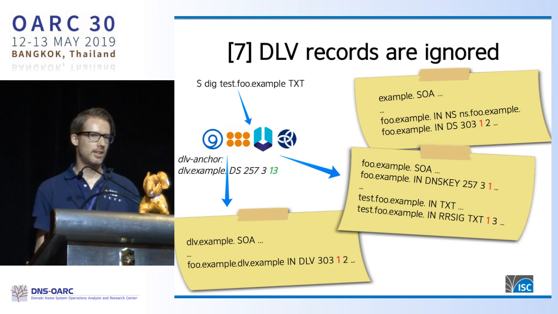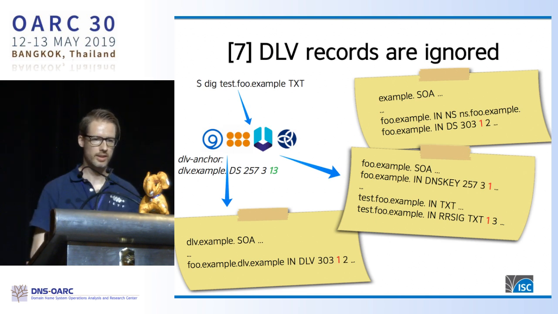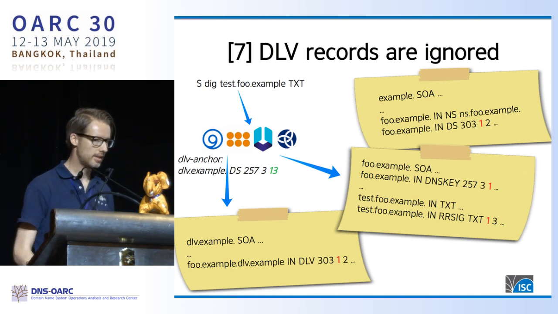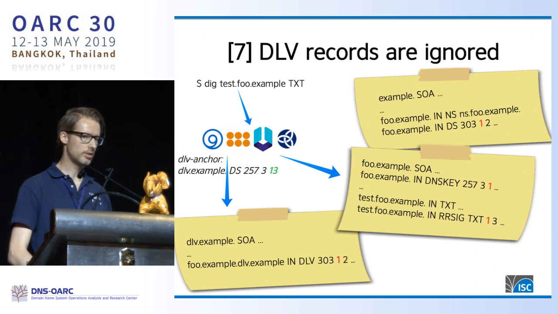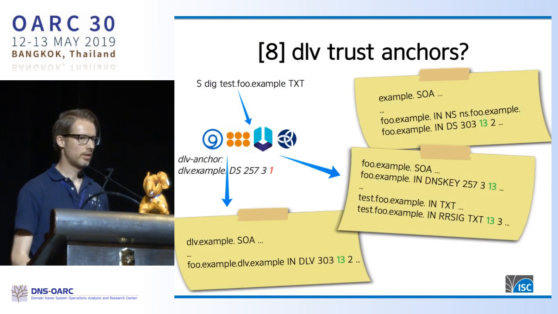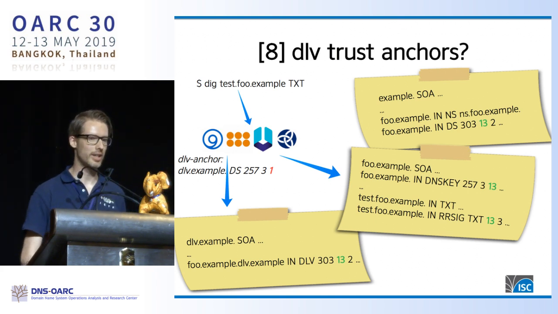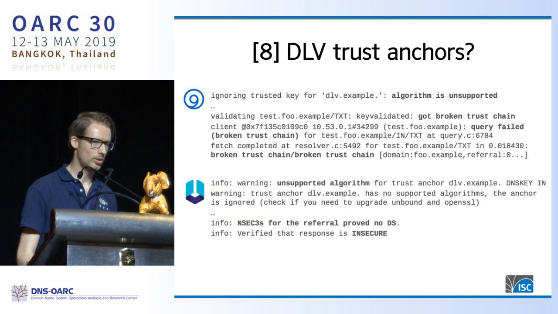Last case is DLV. There are actually only two name servers that support the DLV, Unbound and BIND. Basically, if you have an unsupported algorithm in the DLV, everything is fine. But I also looked at the case where you have a DLV that actually has an unsupported algorithm there. And that is interesting, because it shows different behavior.